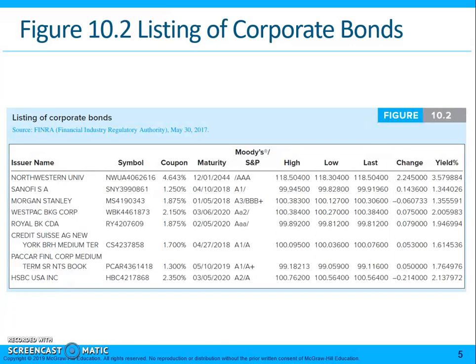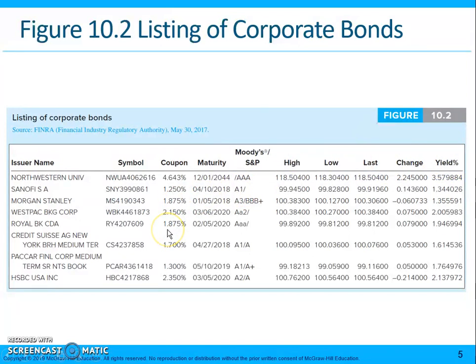This Figure 10.2 is a listing of corporate bonds. We have the issuers over here, like Northwestern University. The symbol is called a CUSIP, which stands for Committee on Uniform Security Identification Procedures. The coupons are much like on our treasury, then maturity dates, and then we have bond ratings. We show the high price, the low price, which would be the last trade, the change and the yield.